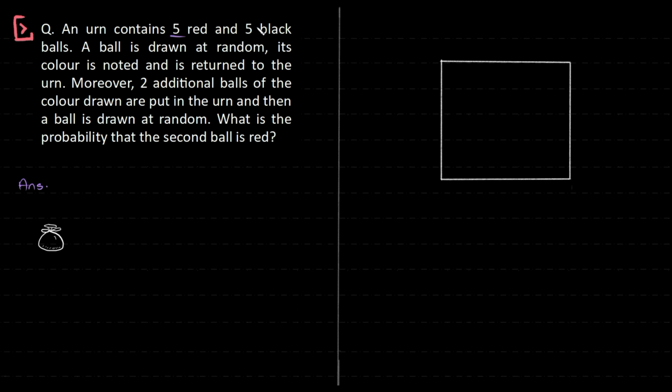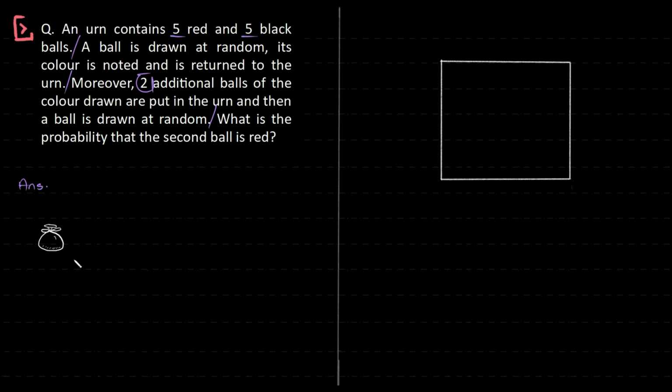A bag contains 5 red and 5 black balls. A ball is drawn at random. Its color is noted and it is returned to the bag. Moreover, 2 additional balls of the color drawn are put in the bag and then a ball is drawn at random. What is the probability that the second ball is red?